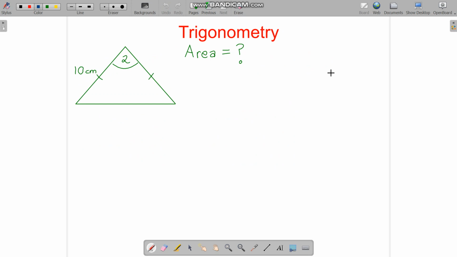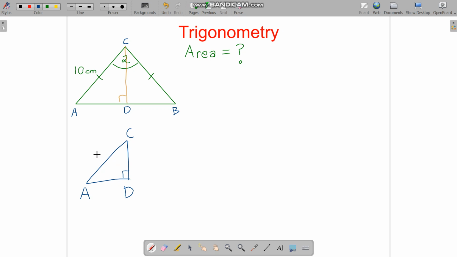Here we have an isosceles triangle. Let's start by labeling the vertices, say A, B, C. As you can see, we don't have right-angled triangles, so we have to be creative and draw an additional line to help us here. This line is the altitude, which is perpendicular to the base, and let's call the foot of the perpendicular D.